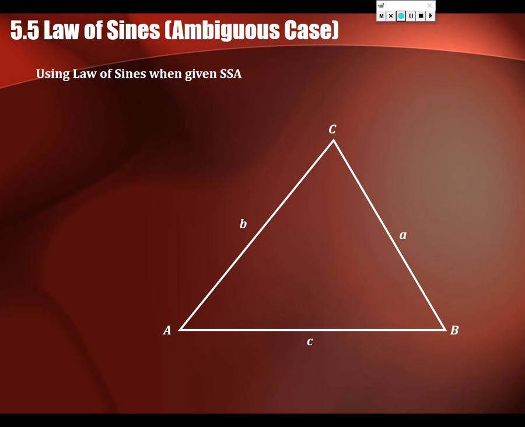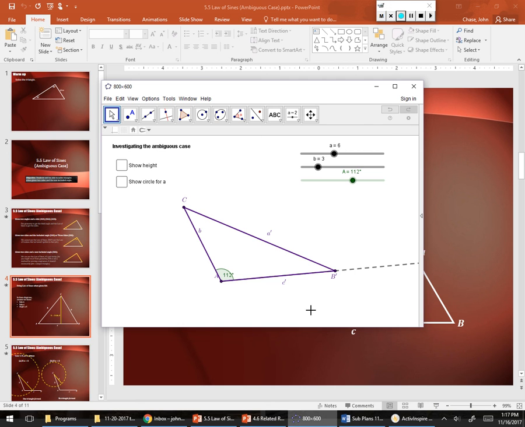One thing that will perhaps, I don't know, maybe I don't want to give it away yet. Let's go to the applet. I kind of want to show you how this might look on here.